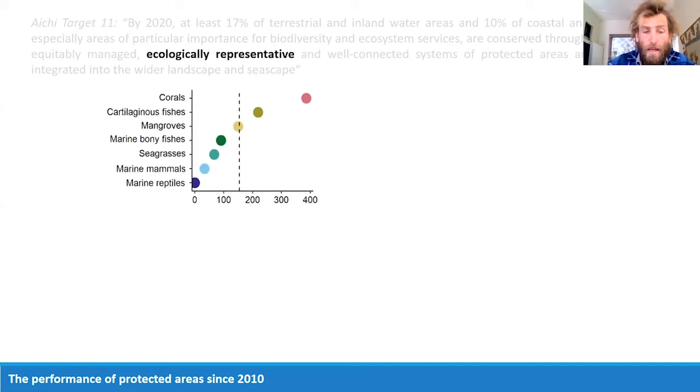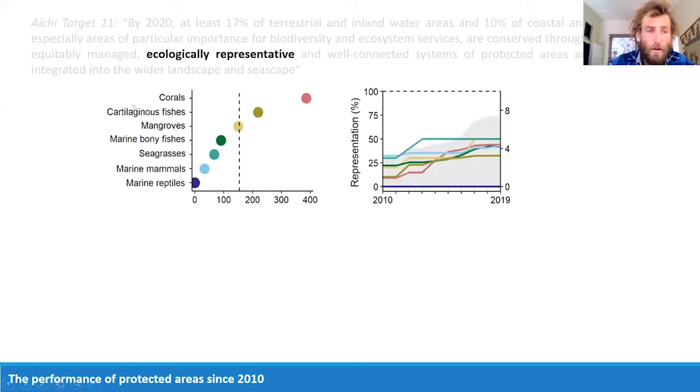So this is the breakdown by taxonomic group: corals, cartilaginous fish, mangroves, and marine bony fishes, seagrasses, marine mammals, marine reptiles. Here is the proportional increase of protection. We can see the corals done pretty well in the last decade. And as did cartilaginous fishes.